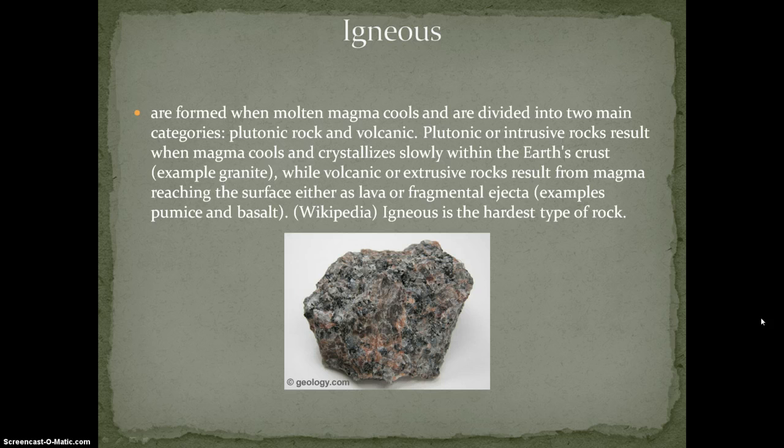Igneous rocks are formed when molten magma cools and are divided into 2 main categories: plutonic rock and volcanic rock. Plutonic or intrusive rocks result when magma cools and crystallizes slowly within the Earth's crust, for example, granite, while volcanic or extrusive rocks result from magma reaching the surface either as lava or fragmental ejecta, like pumice and basalt. Igneous is the hardest type of rock.